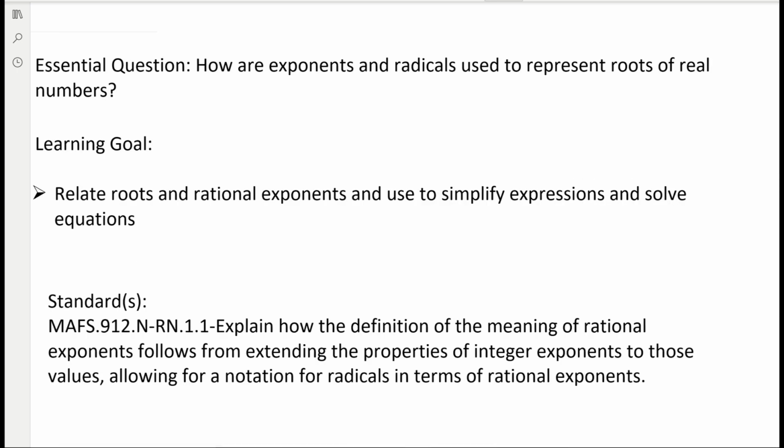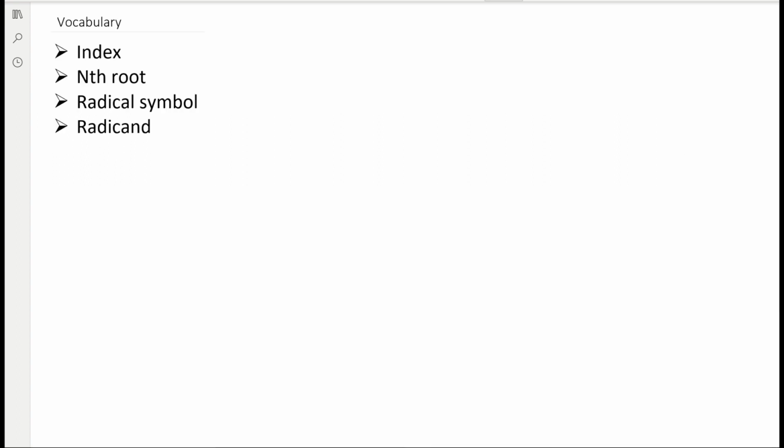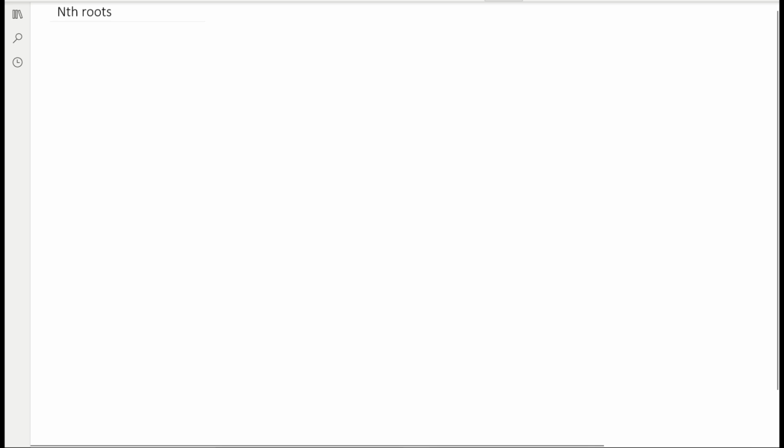Right, so what we want to address is how are exponents and radicals used to represent roots of real numbers? We want to be able to relate roots and rational exponents and use them to simplify expressions and maybe solve equations, but if not, we'll probably push it to another lesson. So the vocab in this unit includes the index, the nth root, the radical symbol, and radicand.